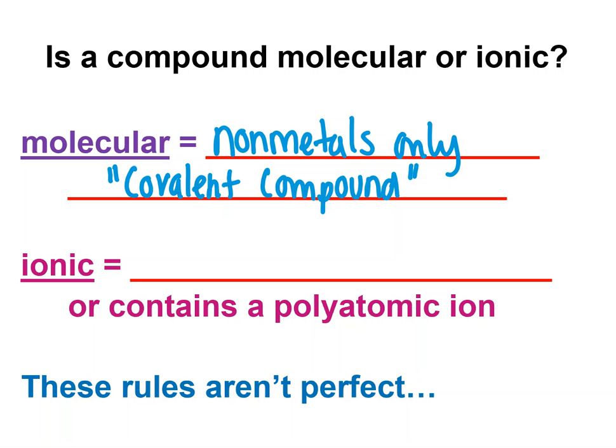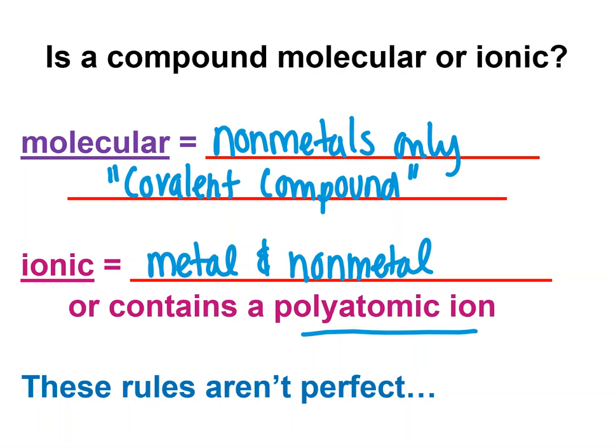Ionic compounds have a metal and a non-metal. Or maybe they only have non-metals, but if they have a polyatomic ion, then they are automatically ionic. And I will say that we are simplifying this a bit. There are more complicated ways to decide. Really, it's determined experimentally. But anyway, we'll make it kind of black and white so you can tell for sure, and this will work 99% of the time.